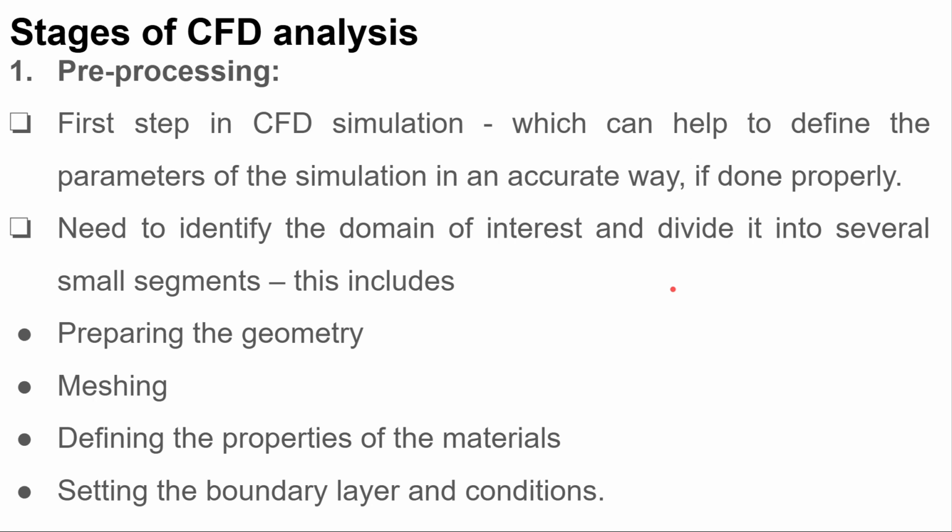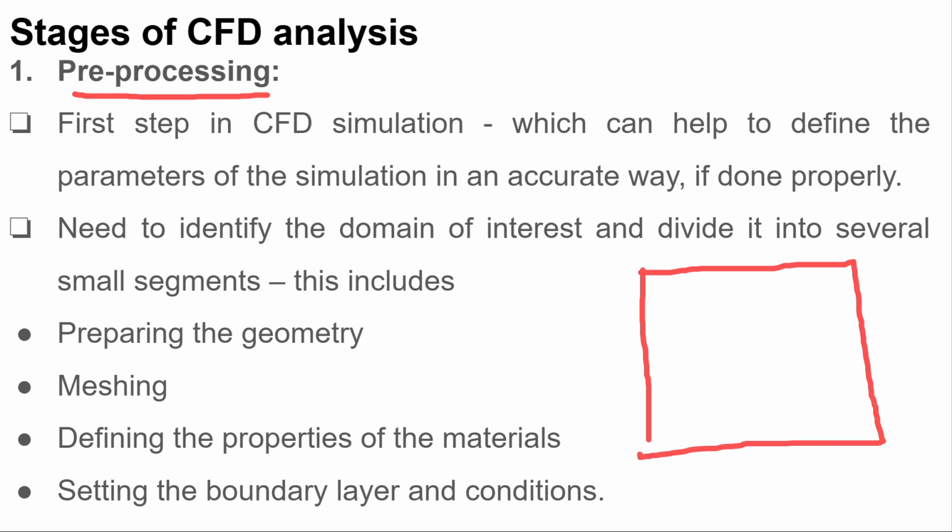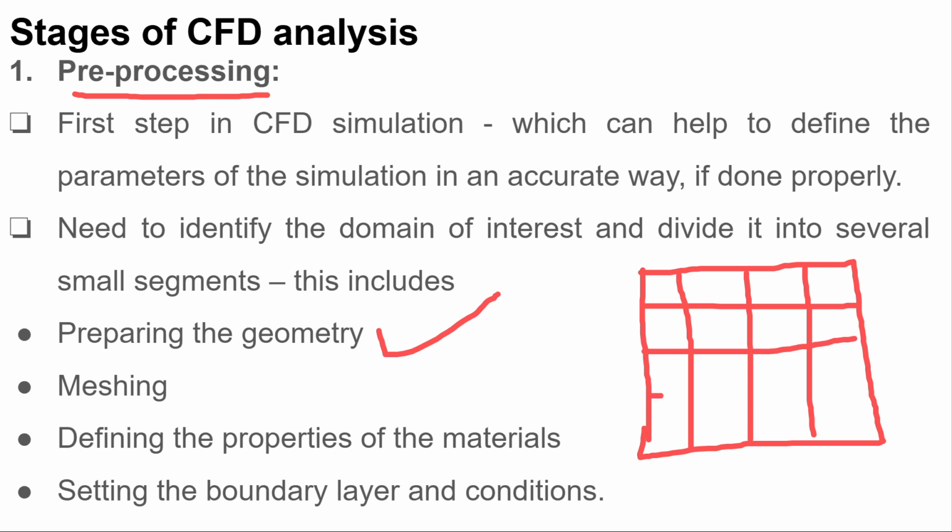One is pre-processing. The second one is processing, also called solution processing. The third one is post-processing. If you see pre-processing in CFD, what are you doing in pre-processing? If you have a geometry, an object that I designed in the CFD software, this is called geometry preparation. After modeling or drafting your geometry, you need to convert it into a smaller number of elements. This method is called meshing.